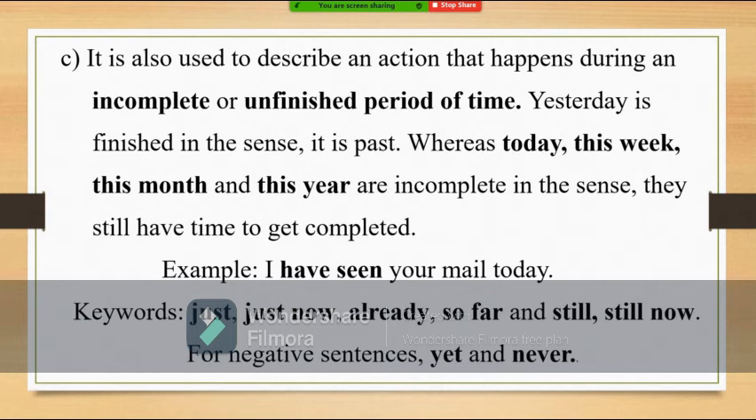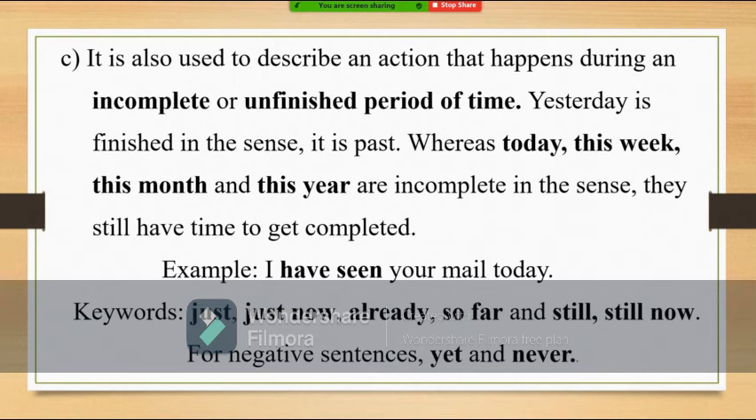Still, they have some more time to get completed. So today, this week, this month, this year, all these things mean they are incomplete, unfinished periods. If an action happens in this unfinished or incomplete period, then you can use present perfect tense. For example, I have seen your mail today. Today is an incomplete or unfinished period of time. So during that period of time, if an action is mentioned, you can use present perfect tense.